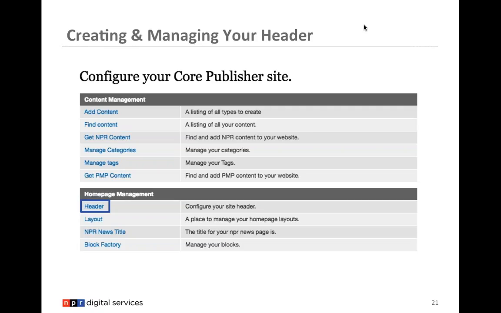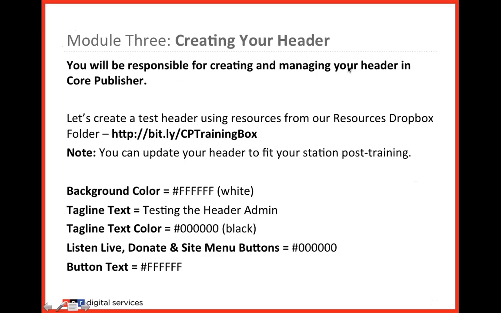So one of the things that you're going to start to think about, if you have not done so already, is what your header is going to look like. To actually build out your header, that link is under Configure Core Publisher. It's the first link under Homepage Management called Header. And this takes us to another exercise. So it's exercise time for us to get our hands into the Core Publisher admin and to create a header.